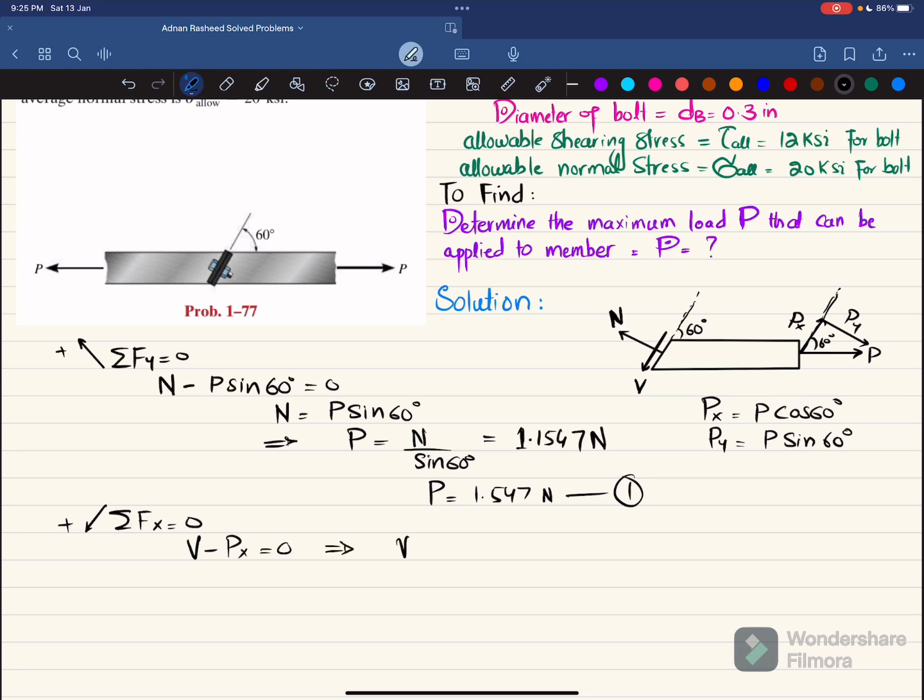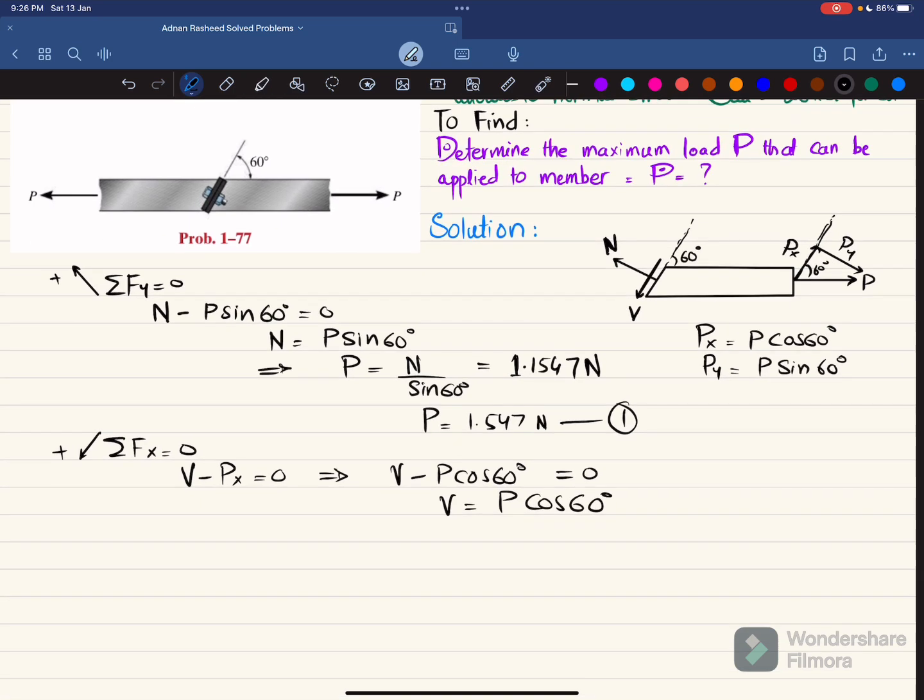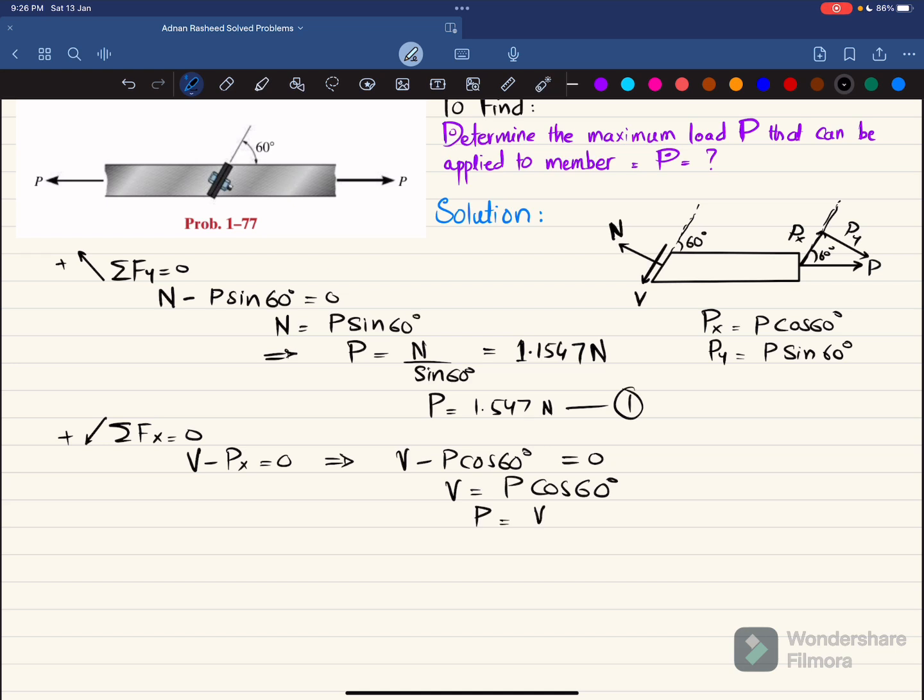So we know that Px is P cos of 60 degrees. Clear? So from here, V is equal to P cos of 60 degrees. Clear? And P will be equal to V divided by cos of 60 degrees, and that will be equal to 2 times V. So I can write P is equal to 2V. This is your equation number 2.